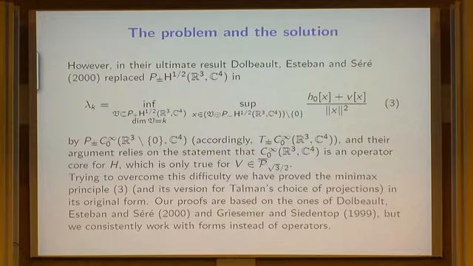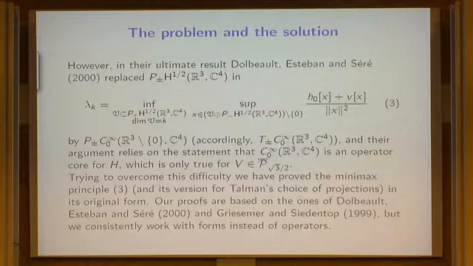And in their argument, at the very beginning, they require that C0 infinity of R^3 is an operator core for the Dirac operator. And then, working on this operator core, they get the whole result. It's a very non-trivial proof. But actually, well, it's correct, but for Dirac operators, it's not applicable to the constants they claim.